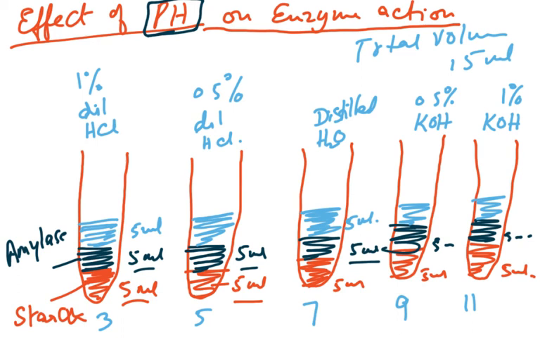Now once we've done this exercise, in order, now this is for you all to understand very clearly, we kept the starch the same. Starch volume was the same. Amylase volume was the same. Now what we change is, in order to change the pH, we either added HCl or we added an alkali, which can be sodium hydroxide or potassium hydroxide. And in this we've added distilled water. But the important thing is that we added the same volume. So the total volume remains 15 ml.